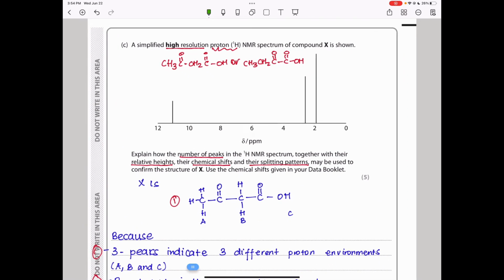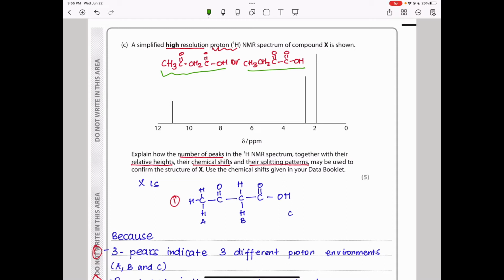So this part says, a simplified high-resolution proton NMR spectrum of X is shown. So they've given us the NMR spectrum. They say, explain how the number of peaks in the H1 NMR spectrum together with their relative heights, their chemical shifts, and their splitting patterns may be used to confirm the structure of X. Use the chemical shifts given in your data booklet. Remember, the suspects are this or that.